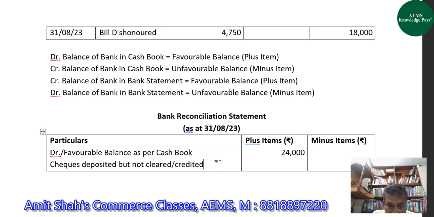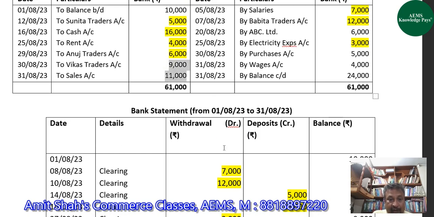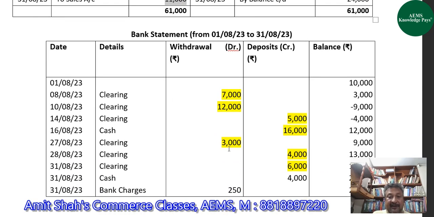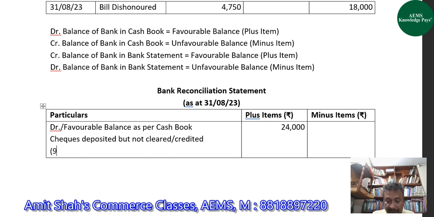Am I clear or not, guys? And that is of 20,000 rupees. 9 plus 11, 20. You can write that information also here. 9 plus 11. Am I clear, guys, or not?